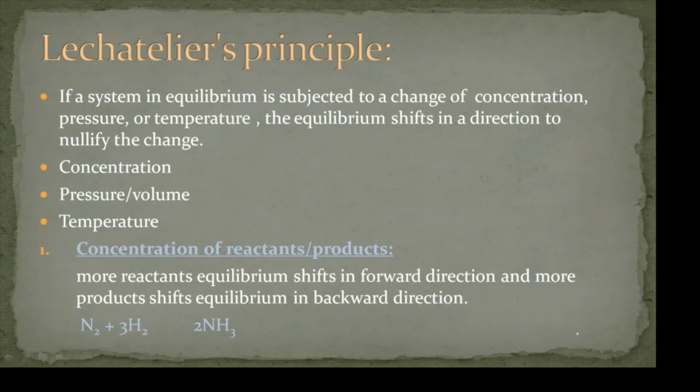So let me take an example first. A plus B gives C. After some time, an equilibrium is established between the reactants and products, right? According to the principle, if a system in equilibrium is subjected to a change of concentration, pressure, or temperature, the equilibrium shifts in a direction to nullify the change. So, got it? This is my system.